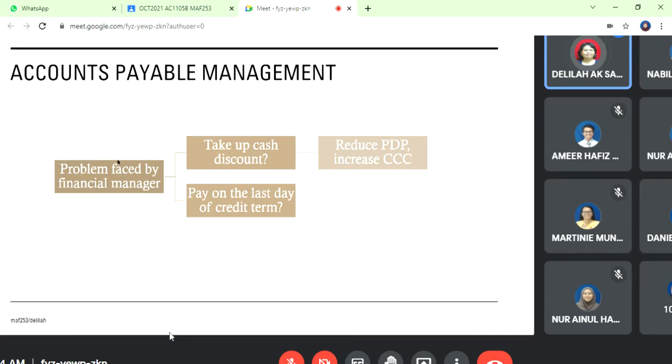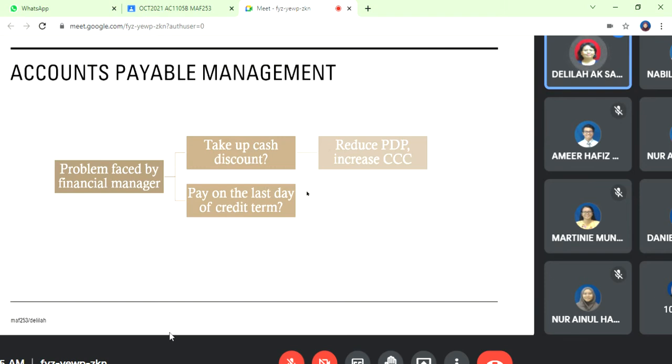The dilemma faced by the financial manager is like this. If they take up the cash discount, they will reduce their payable deferral period. When you reduce your PDP, the result is that your CCC, your cash conversion cycle, will increase. The manager doesn't want a CCC which is very long. You want the CCC to be short. So that is the problem.